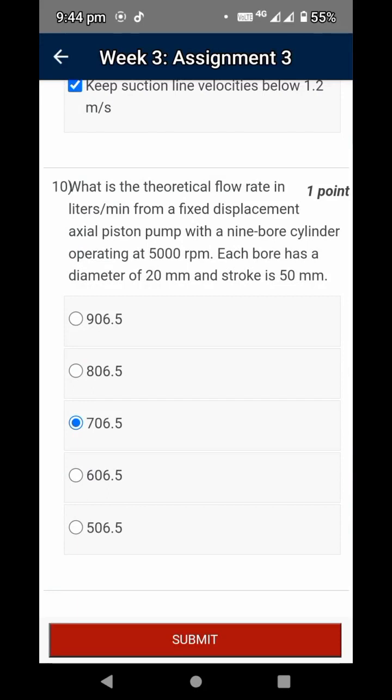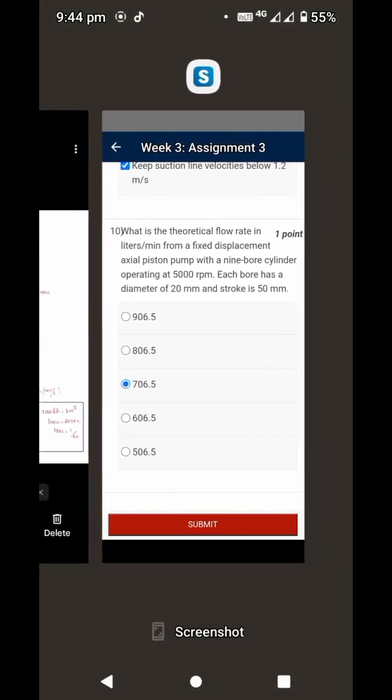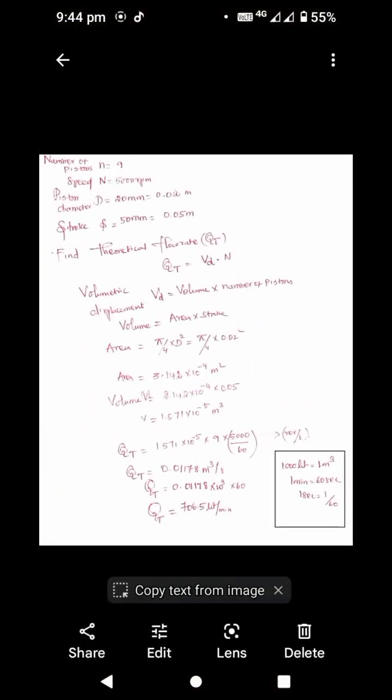Okay, now let me see question number 10. In this particular question, they are asking the theoretical flow rate, in liters per minute, from a fixed displacement axial piston pump. The given data are 9 cylinders and speed is 5000 rpm. The diameter of the piston is 20 mm and the stroke length is 50 mm. Now let me see the answer.